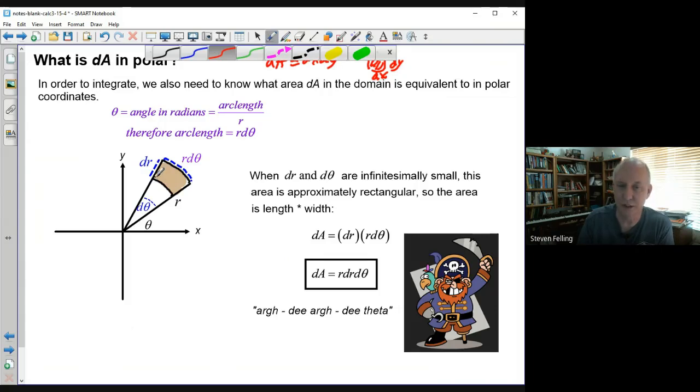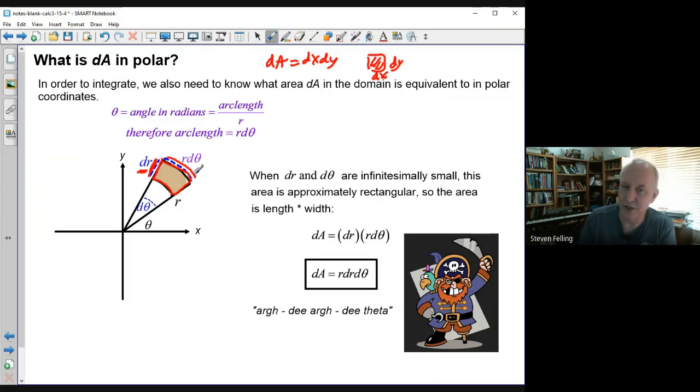Okay, well, it's still going to be a little region here, right? But the region is not perfectly rectangular. Instead, it's a change in each of the variables. So there is a radius, and there's a little change in radius, dr. So that's kind of like one dimension of this sort of semi-rectangular area. But this other dimension, the width, is not perfectly rectangular, but approximately rectangular.